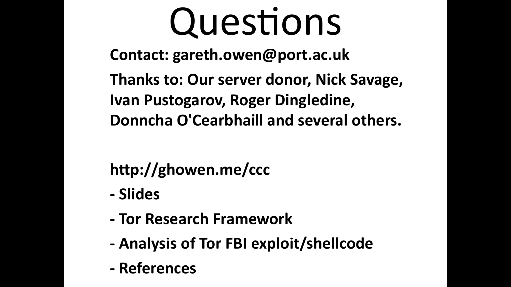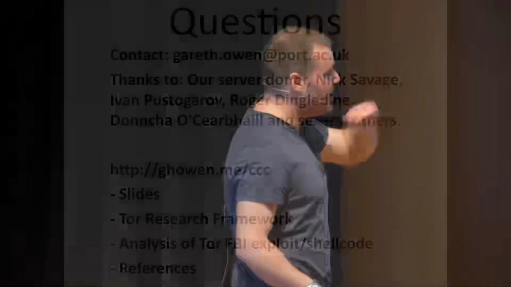There's also a link to the Tor FBI exploit, which they deployed against visitors to some Tor hidden services last year. They exploited a Mozilla Firefox bug and then ran code on the computers of users who were visiting these hidden services, to identify them. At this address, there is a link to that, including a copy of the shell code and an analysis of exactly what it was doing. And then, of course, a list of references for papers and things. So I'm quite happy to take questions now.